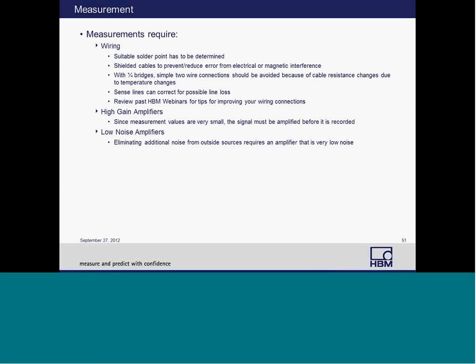After everything is wired up and protected, we need to consider our wiring. So a suitable solder point has to be determined. Shielded cables to prevent or reduce error from electrical and magnetic interference should be used. With quarter bridge configurations, a simple 2-wire connection should be avoided because of cable resistance changes due to temperature changes. We can also use sense lines to correct for possible loss.